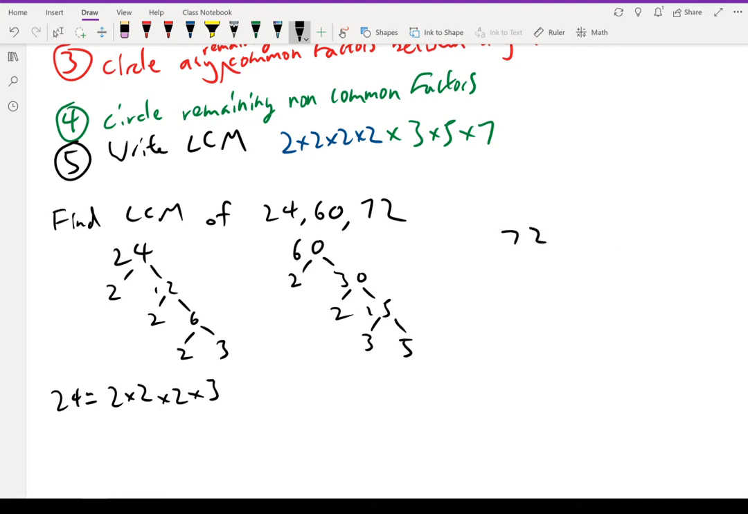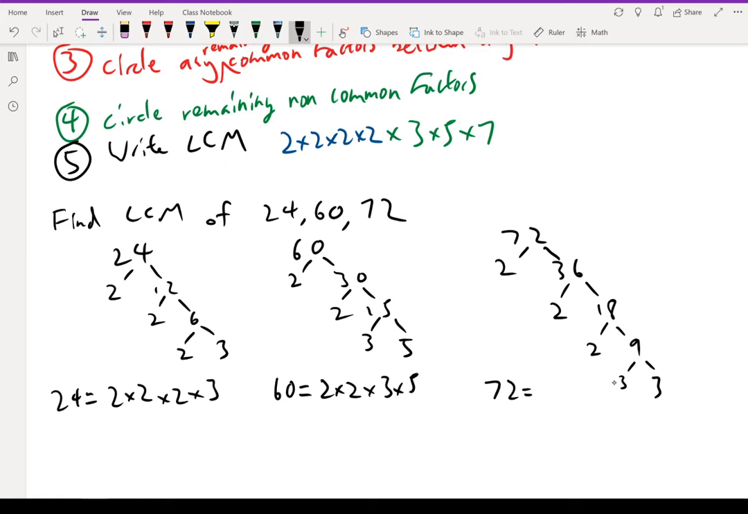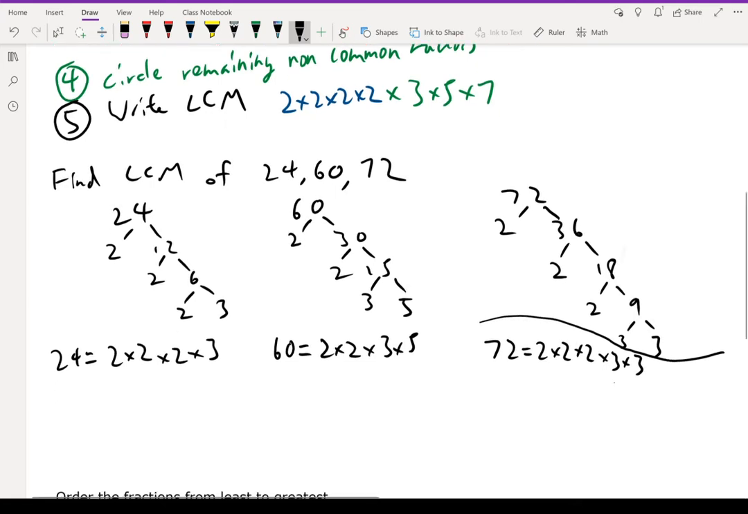And then we have 72, which is 2 times 36. 36 is 2 times 18. 18 is 2 times 9. 9 is 3 times 3. So let me write that down. 60 is equal to 2 times 2 times 3 times 5. And then we have 72 is equal to 2 times 2 times 2 times 3 times 3. Let me just put a line over there so that I won't make a mistake.